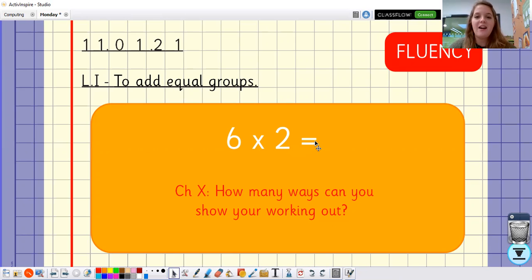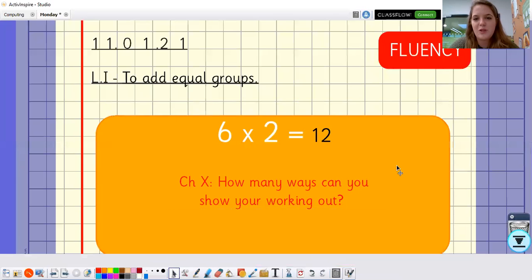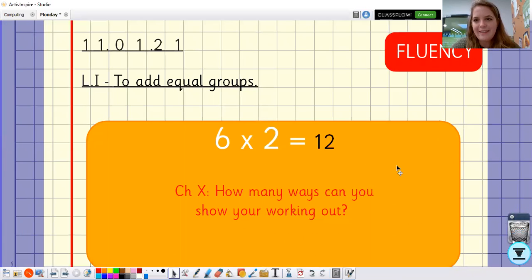Okay, well, the answer to 6 groups of 2 is 12. So well done, you managed to get that right. Okay, if you'd like to challenge yourself further, you can think about how many other ways can you show your working out.